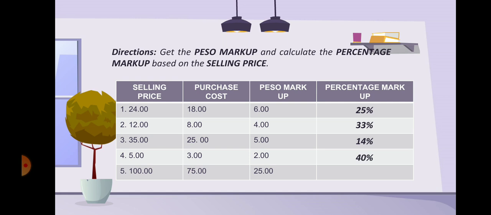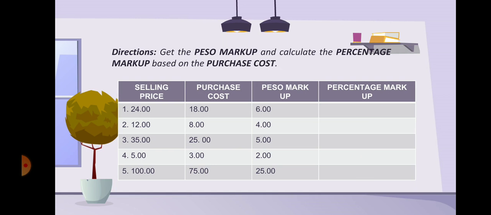Then, number 5, the selling price is 100 pesos. Your purchase cost is 75 pesos. Then the peso markup is 25 pesos. What is your percentage markup? Very good, it's 25%. Okay, so these are the percentage markup based on the selling price.